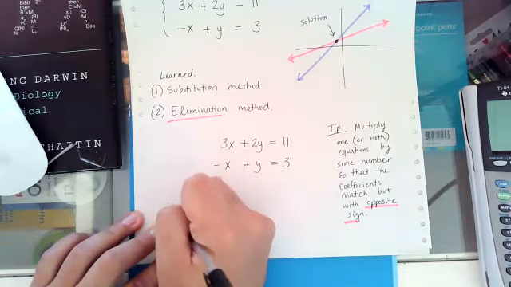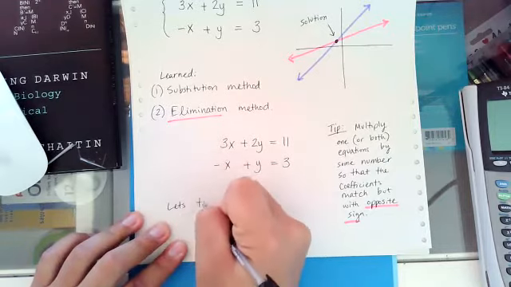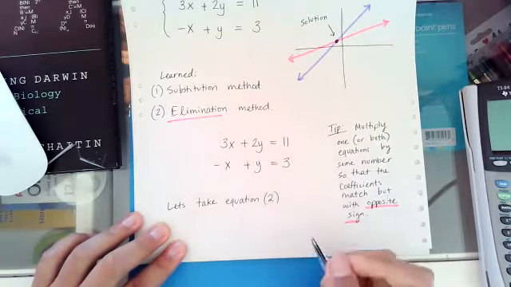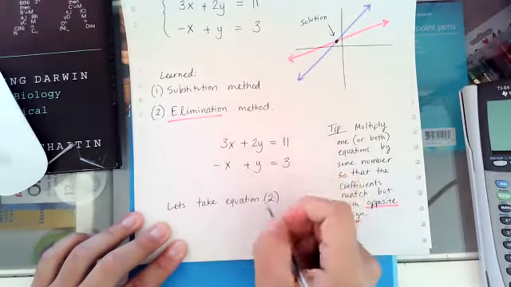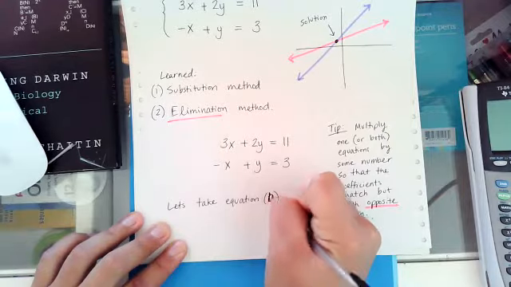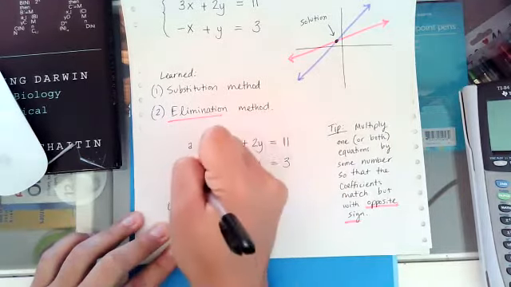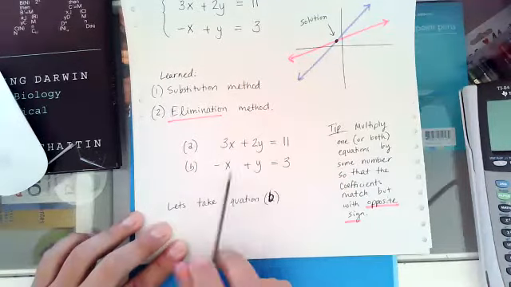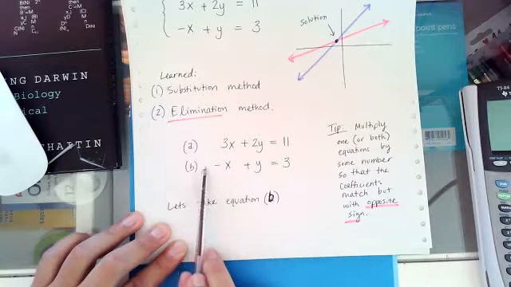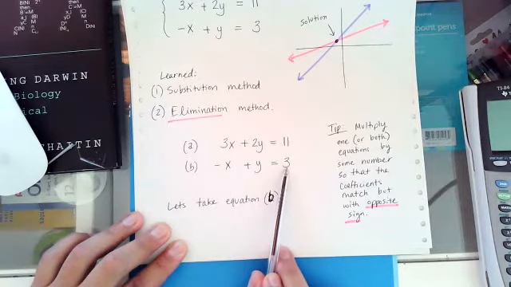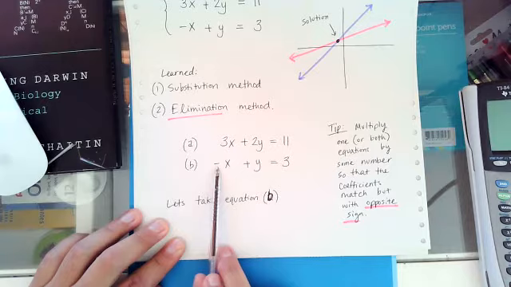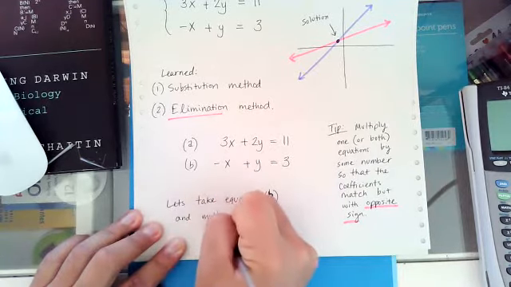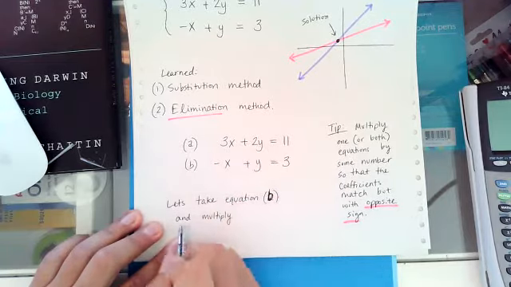Okay, so let's take equation 2. Let me call this equation A, and I'll call this one equation B. So let me take equation B, and if I wanted to cancel out the x, I could just multiply equation B by 3, right? Does everybody see why that is? Or is there anybody who doesn't see why we would multiply by 3?